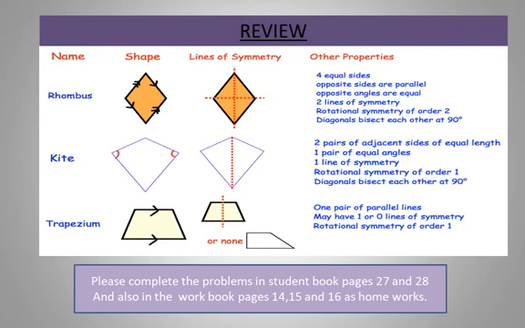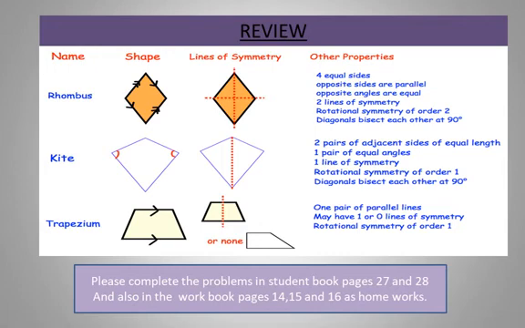So first one is rhombus. The properties are given here, and the symmetry properties: how many lines of symmetry does a rhombus have? 2 lines of symmetry. And how many orders of rotational symmetry does it have? It has order 2 of rotational symmetry. Okay, what are the other properties? It has 4 equal sides, opposite sides are equal, opposite angles are equal, and the diagonals bisect each other at 90 degrees.